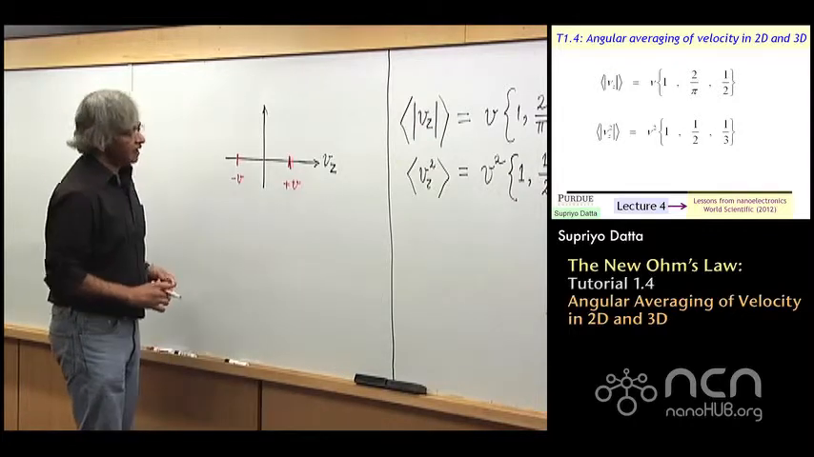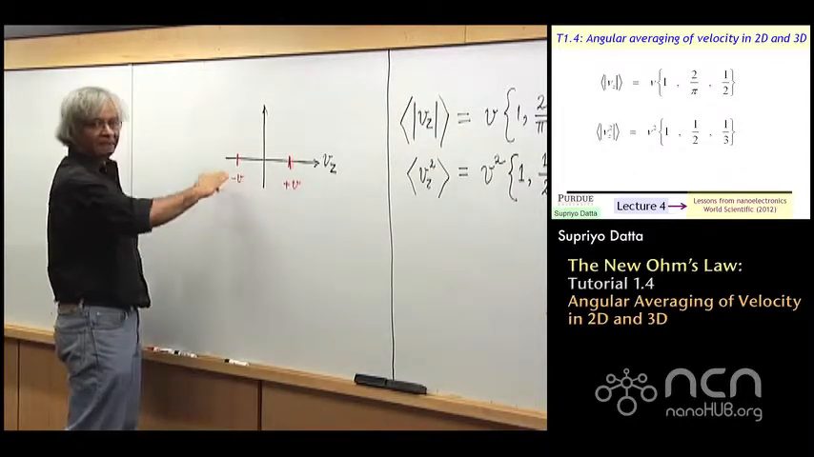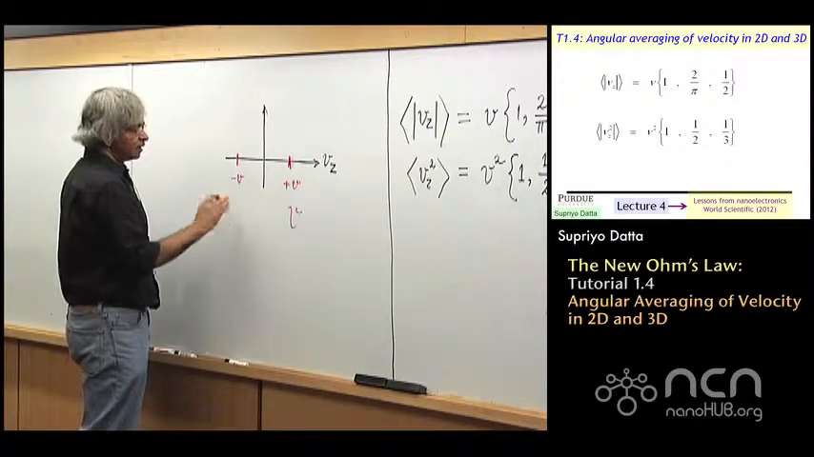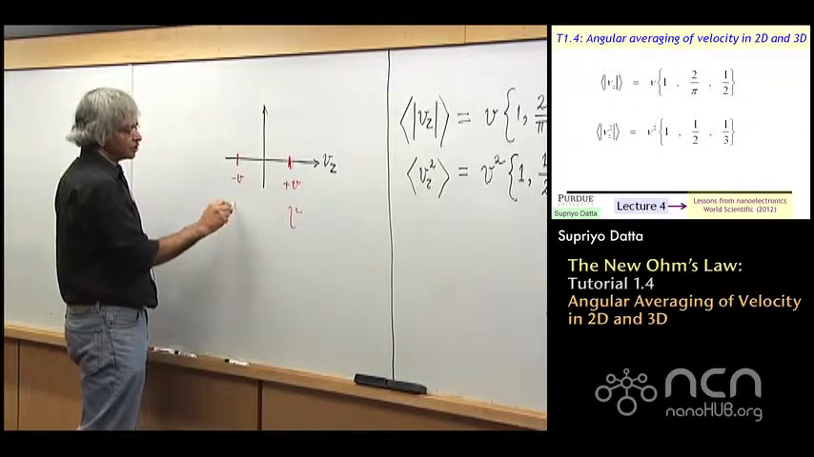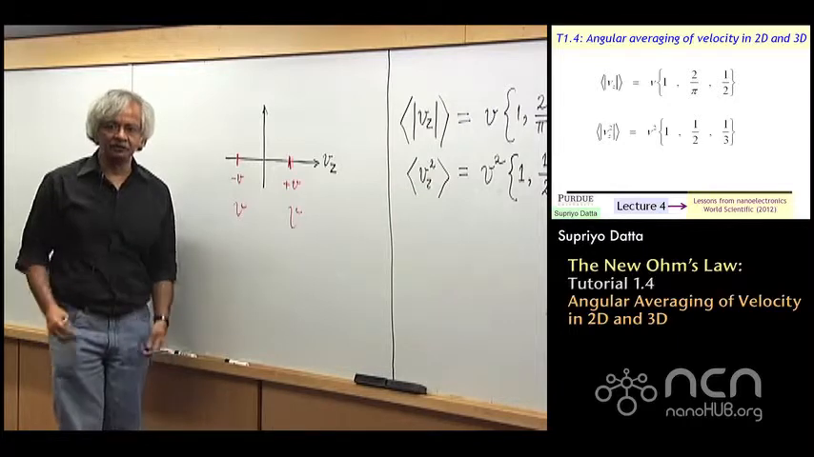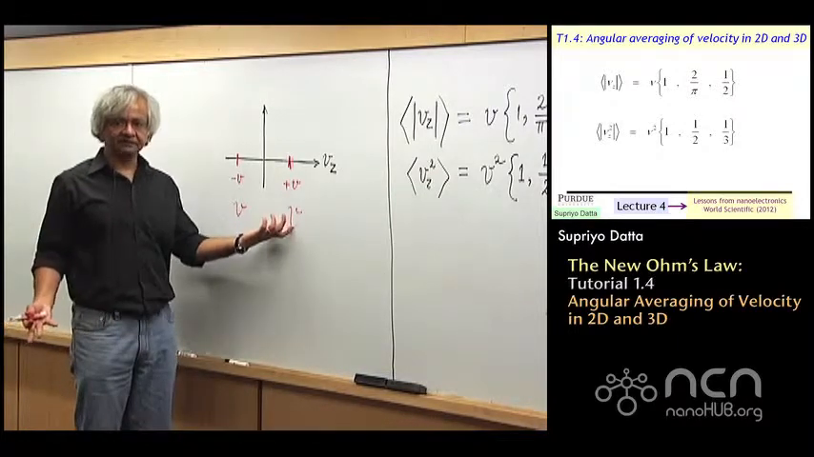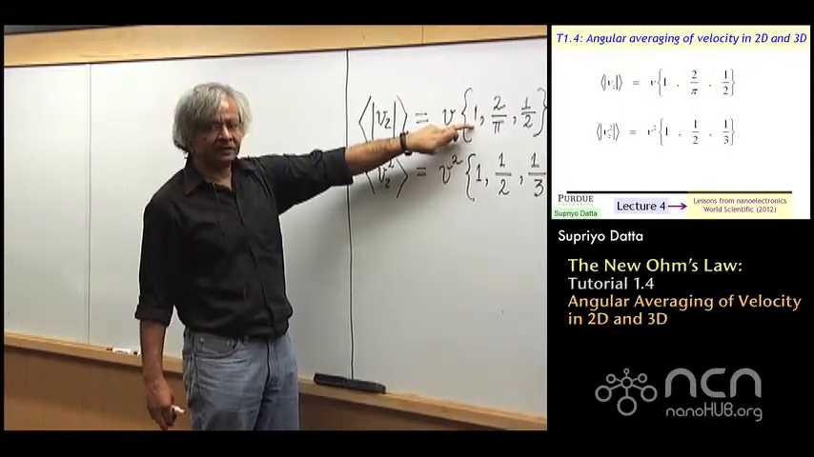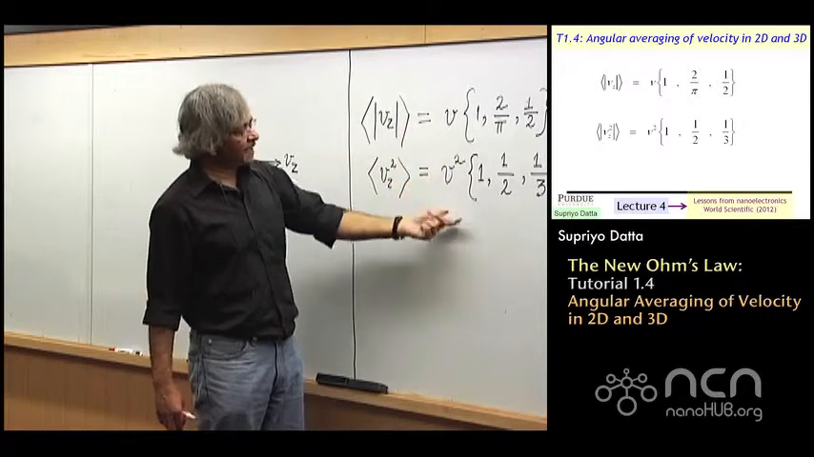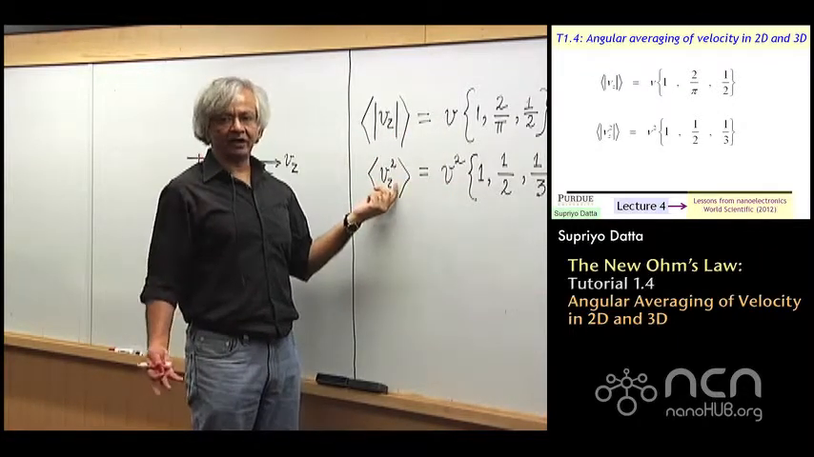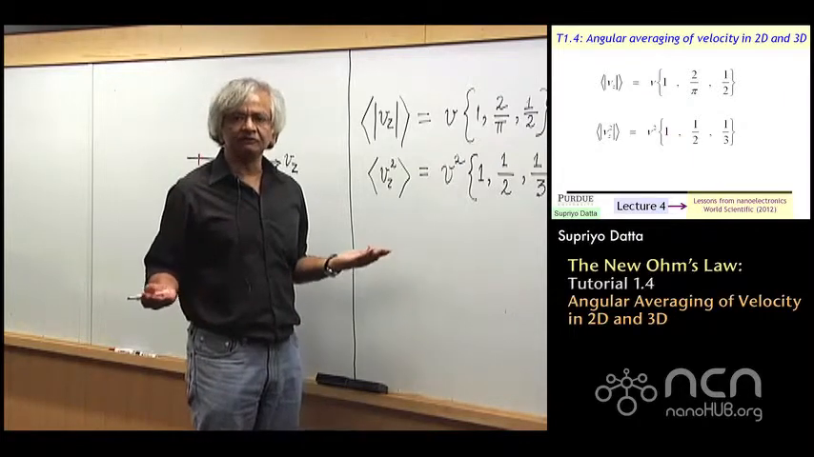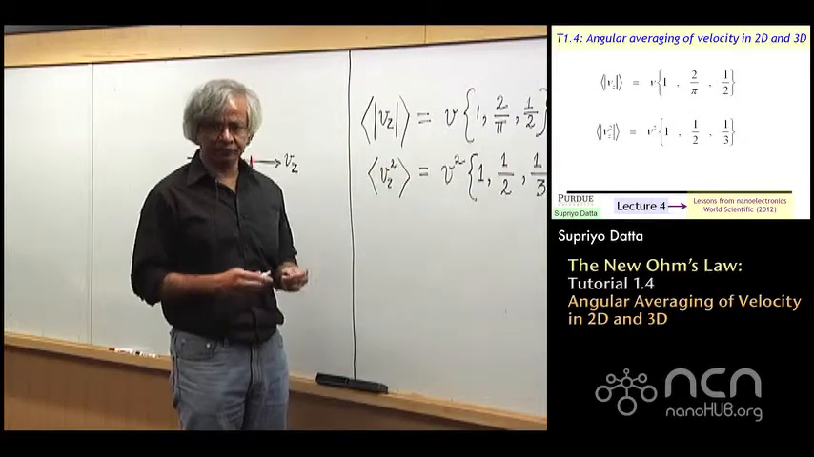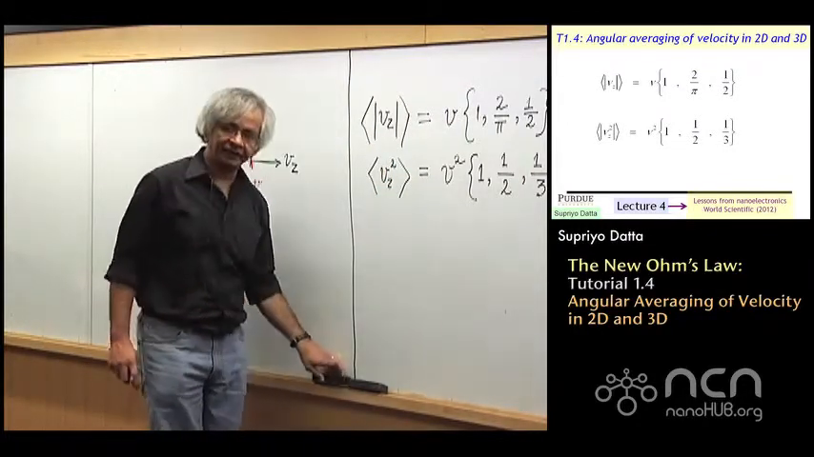So if I'm looking at the average value of the magnitude of V, well, if it's here, the magnitude of V is just V. Here it's minus V, but then the magnitude is still just plus V. Since there is only one value, the average value is really just that, and that's reflected in the 1 in that first column. The same 1 also appears when you average Vz square for the same reason. The only two allowed values are V squared, whether it's plus V or minus V. Okay, so let's move on to 2D, which requires a little more work.